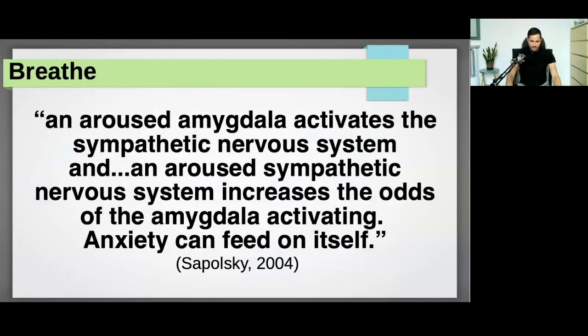What have I got here? An aroused amygdala activates the sympathetic nervous system, and an aroused sympathetic nervous system increases the odds of the amygdala activating. Anxiety can feed on itself. So yeah, we can get into this kind of feedback loop, right? So if we're already anxious, we're more likely to have anxious thoughts. If we're already angry, we're likely to remember other times that injustices have happened and get more angry. So it's hard to break the cycle, essentially.